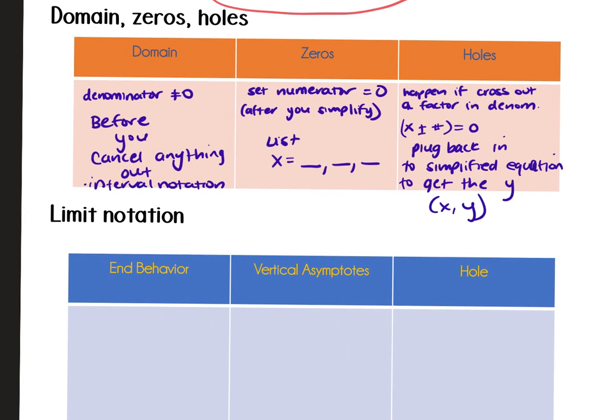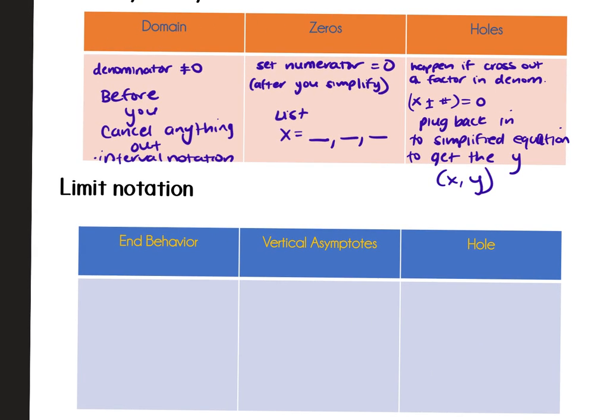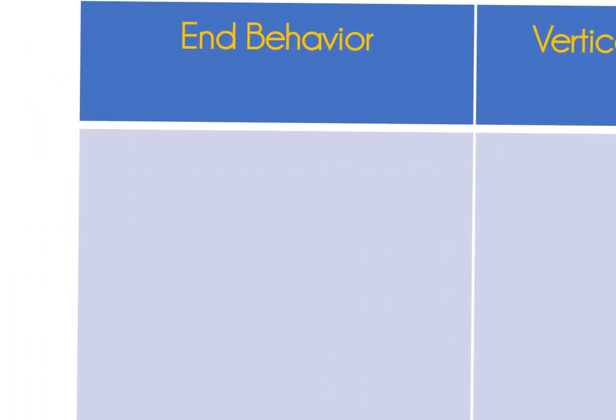All right, and then the last thing is all the limit notations. So I could ask you to give me any of these in limit notation: the end behavior, the vertical asymptotes, or the holes. The end behavior comes from your horizontal asymptote. So if it has a horizontal asymptote, first of all, the limit as x goes to negative infinity, f of x equals whatever. And then the limit as x goes to positive infinity, f of x equals whatever. And it could ask you to describe the end behavior, and you would give both, or it could ask you just one side of it.